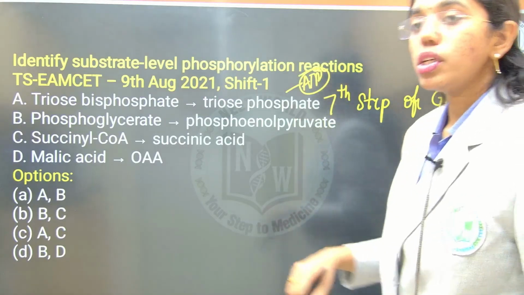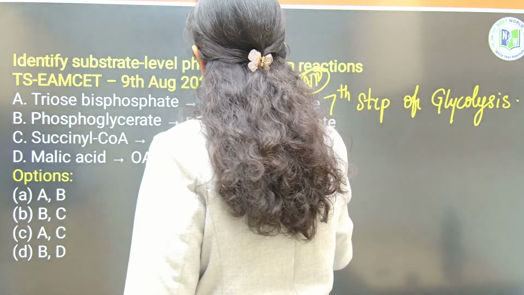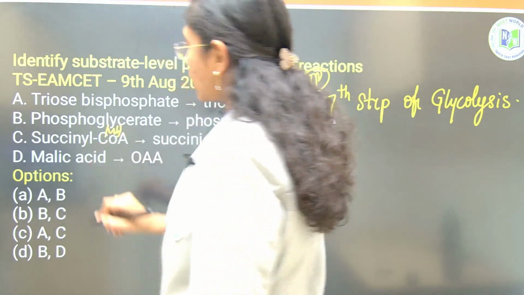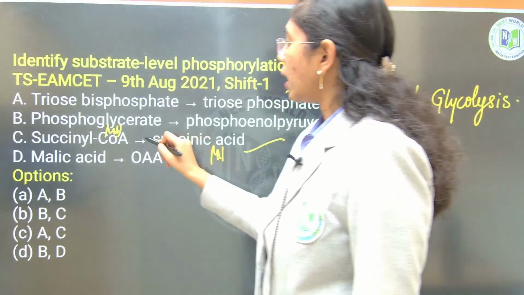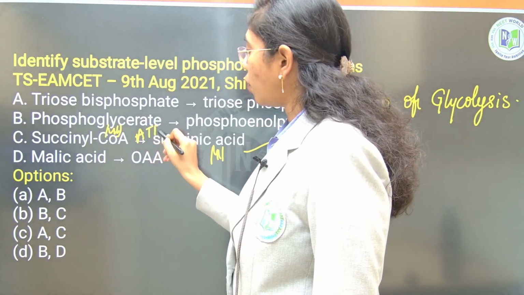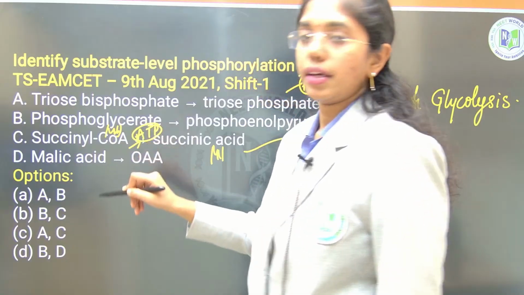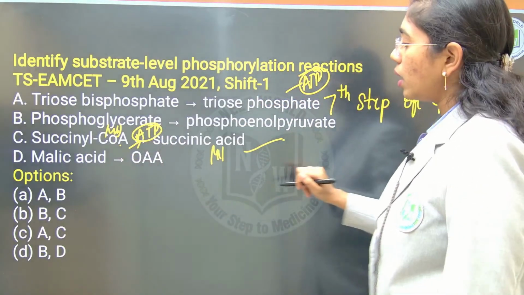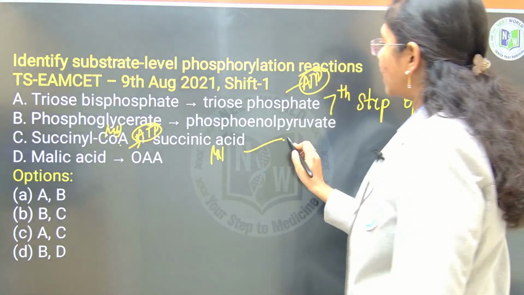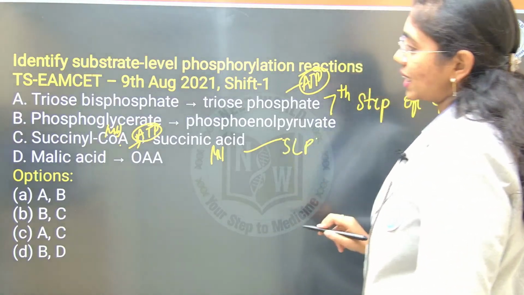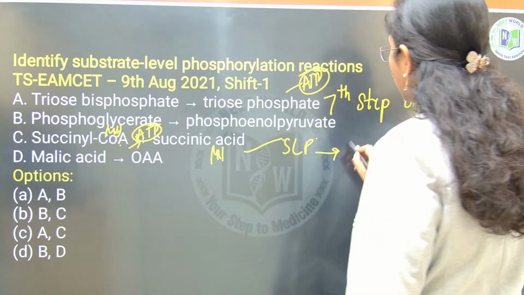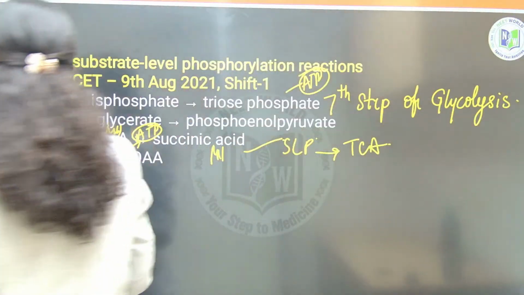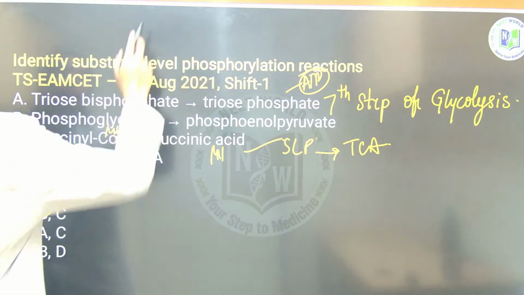And here if you see from succinyl CoA to succinic acid, which is 4 carbon, here again ATP is being formed, which is phosphorylated from the substrate itself, that is succinyl CoA. So here also one more SLP is being formed in the TCA cycle. Option A and C will be correct here. Next.